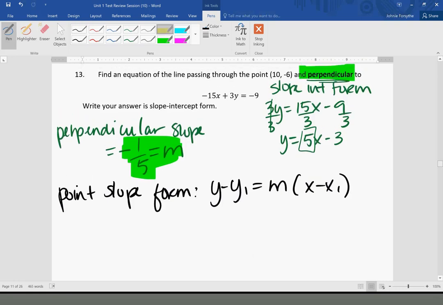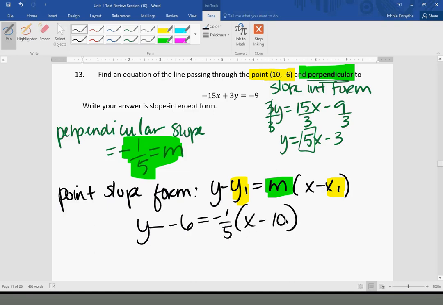All right, so we have a point we're going to use, 10, negative 6. Negative 10 will be your x1, negative 6 will be your y1, and then the slope we're going to use is negative 1 over 5 because it's perpendicular to the equation that they gave us. So we have y minus negative 6 equals negative 1 over 5 times x minus 10. So this is our m, this is our x1 and y1.